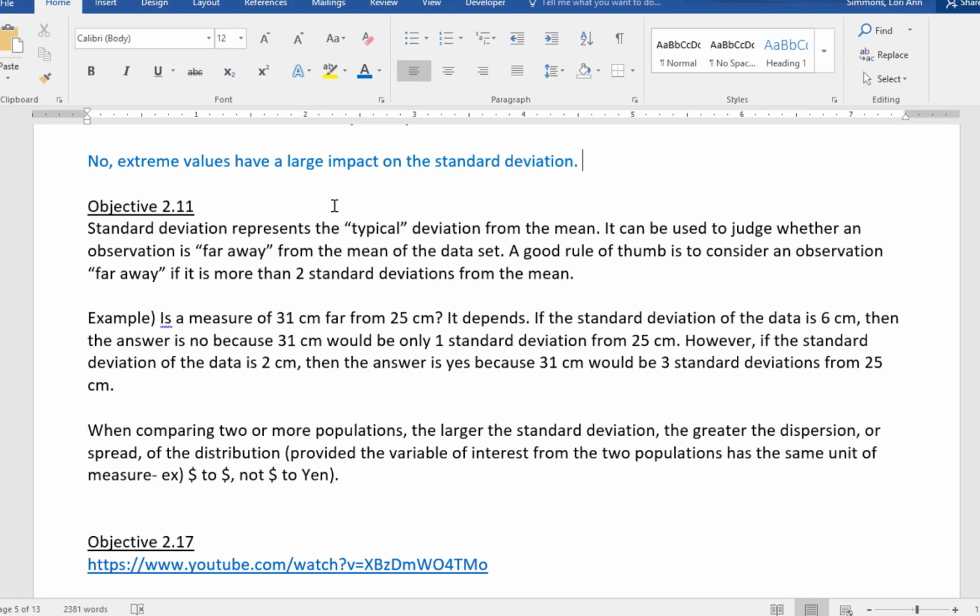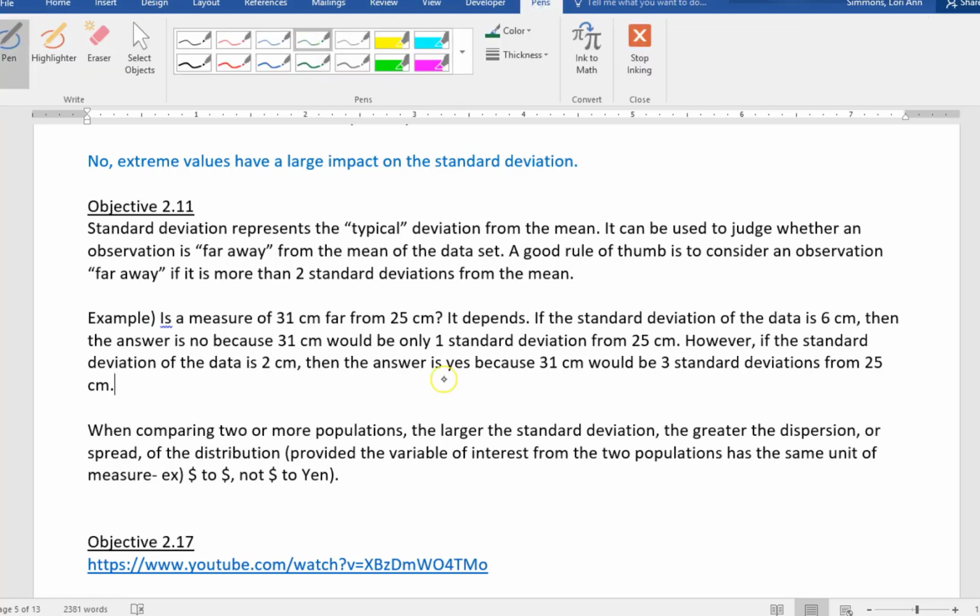So let me just do the second one so you can visually see 3 standard deviations. You have 25. You're going to add 2 to get to 27, add 2 to get to 29, add 2 again to get to 31. So here you have 1 standard deviation, 2, 3 standard deviations. If our standard deviation was 6, we just had the 1 standard deviation. So this one would be far away.